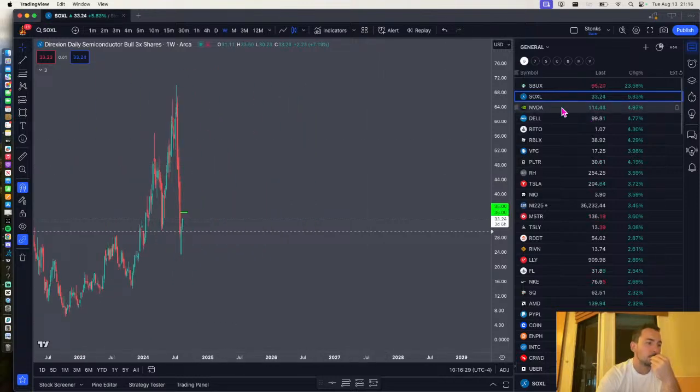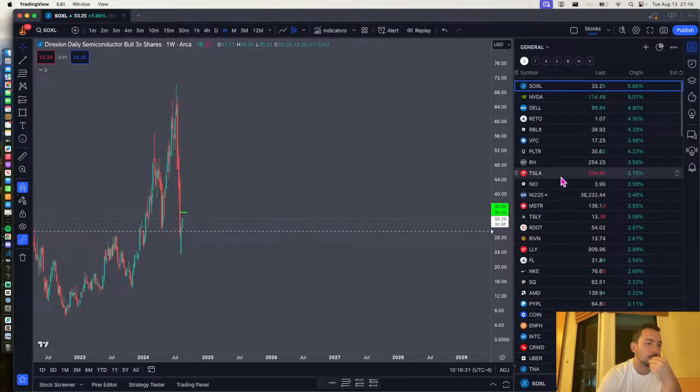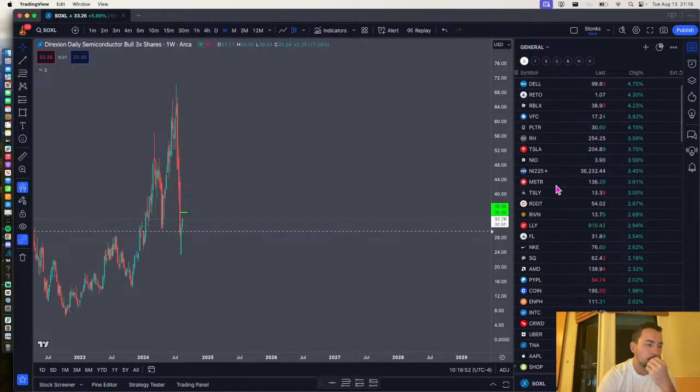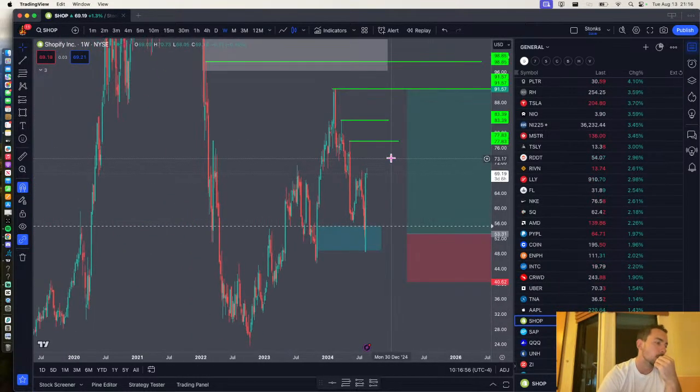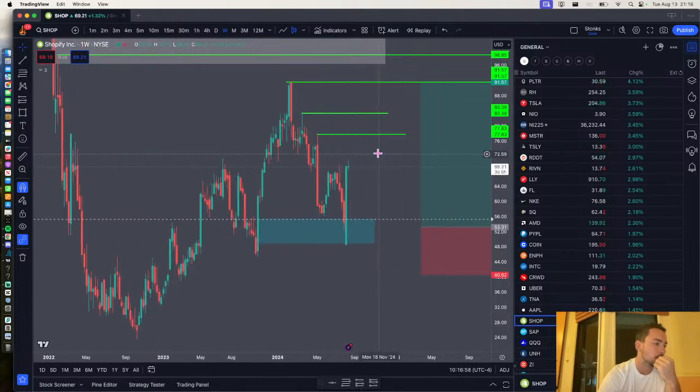SOXL doing incredible. That is one of our biggest wins right now. Tesla doing so nicely too. That's awesome to see, for sure. Wow. Let's go. How is Shopify doing on the day? Shopify's up 1.3%. Bro, this is unbelievable.